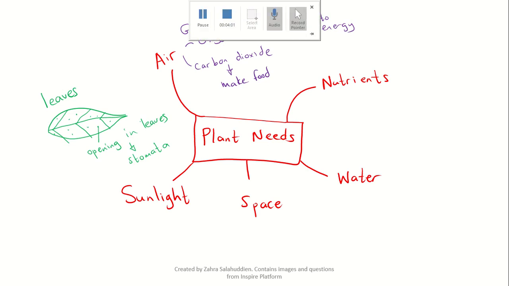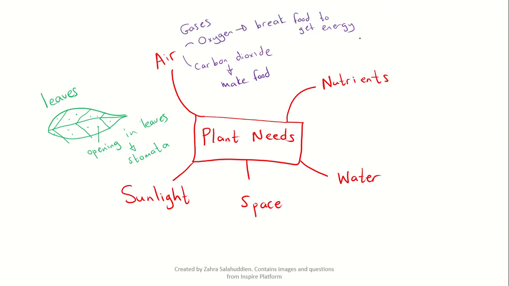Okay, so they break their food. Why? To get energy. And where does that energy come from? The sun. So the plant takes the energy from the sun and water and carbon dioxide, and it uses it to make food. And when it needs energy, it will break the food and take out the energy that it made.